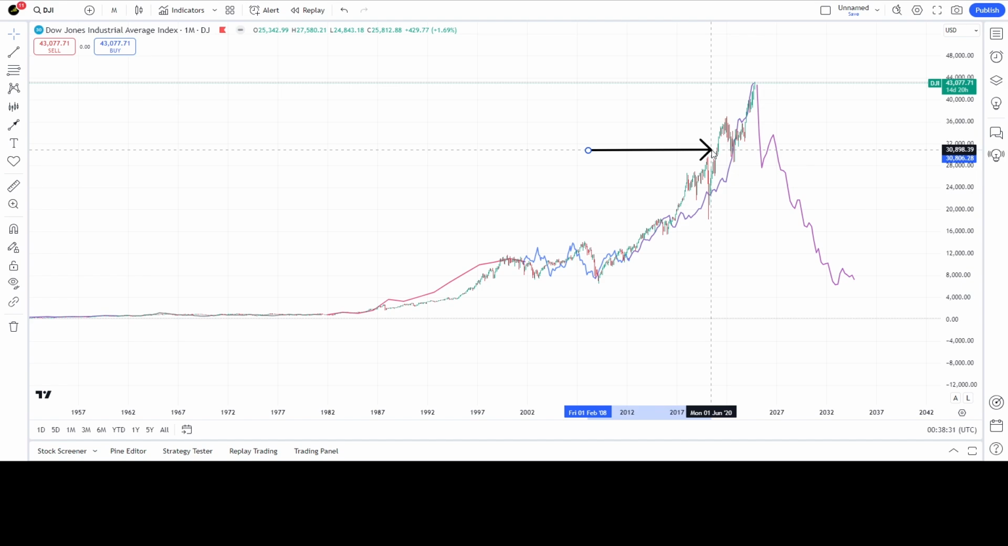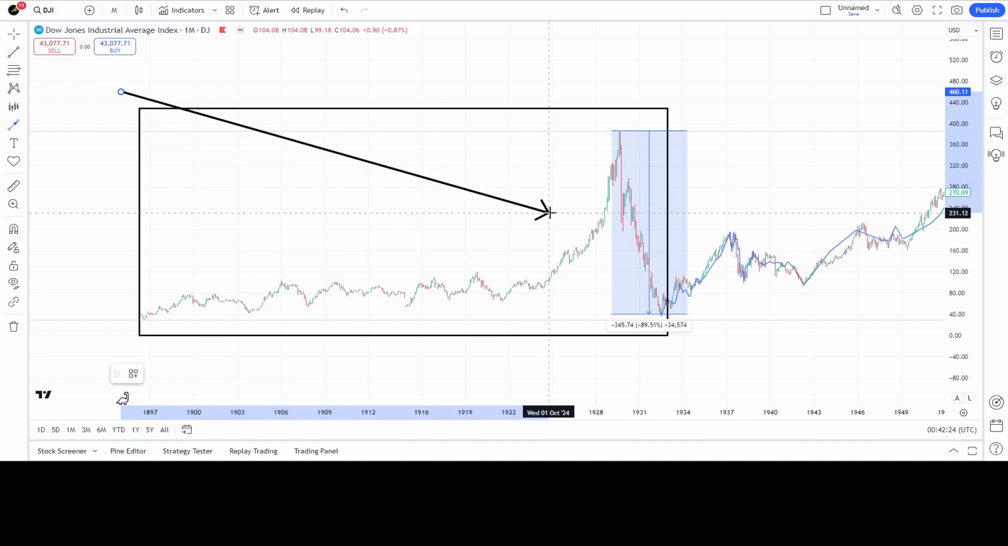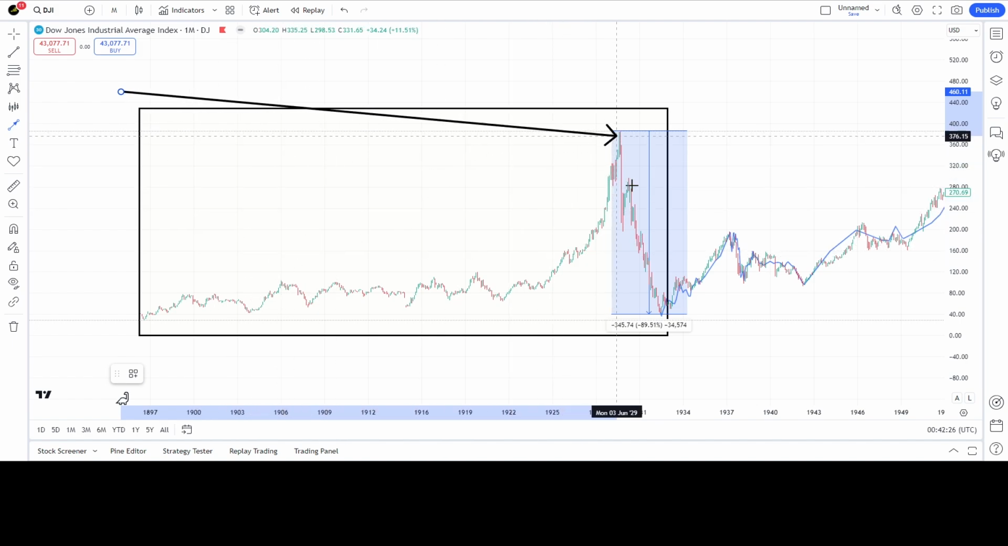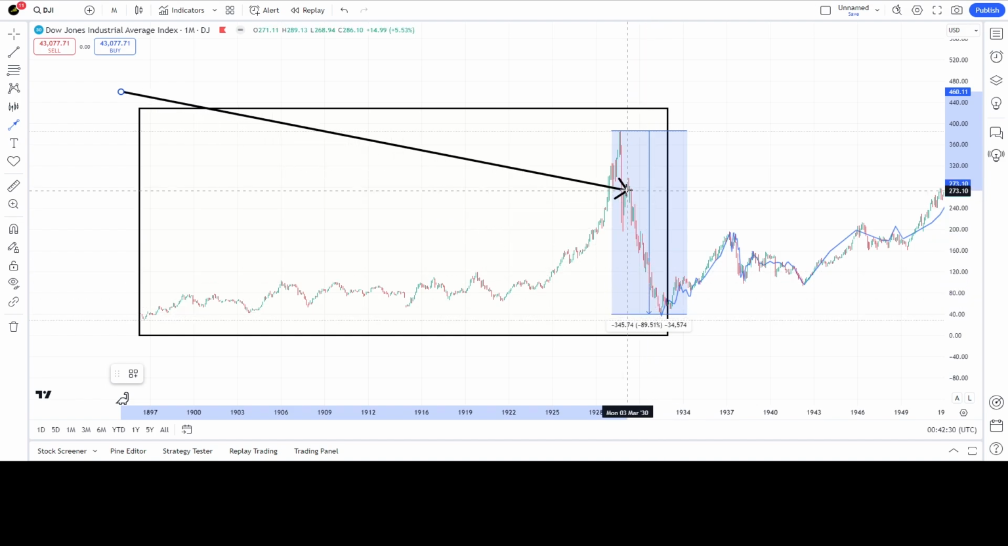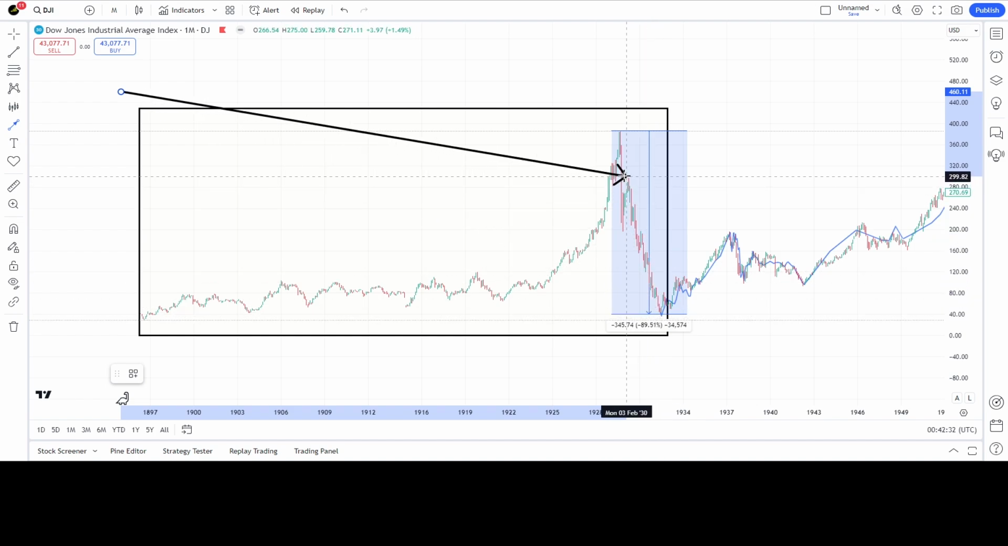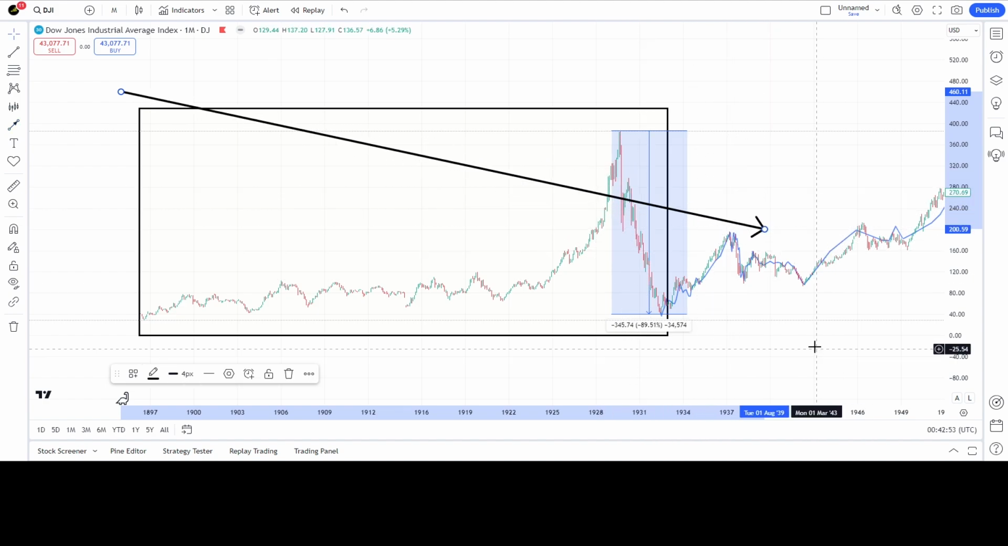What I'd like to do next is show you a cleaner version. Okay, so here's the cleaned up version. So this is the structure we're copying. I took the time to measure the decline that takes place. So this was an 89.51% decline. Now, I could be off a little bit on that. As you can see, it looks a lot cleaner over here.